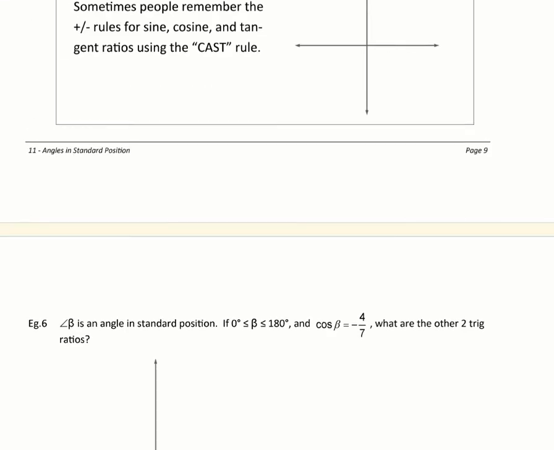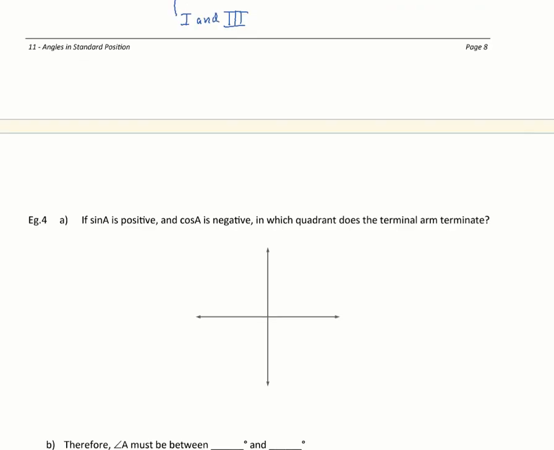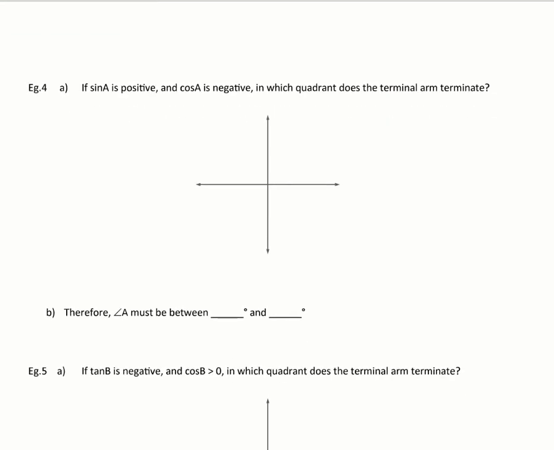Oh boy, this just keeps on going. If sine A is positive and cos A is negative, in which quadrant does the terminal arm terminate? We have to think now. Sine A is controlled by the y. Cos A, the cosine ratio, is controlled by the x.